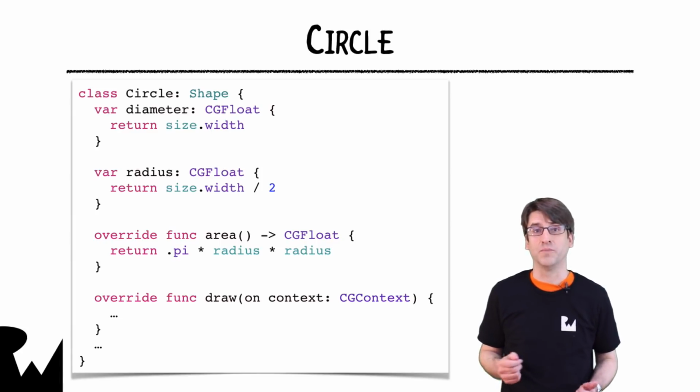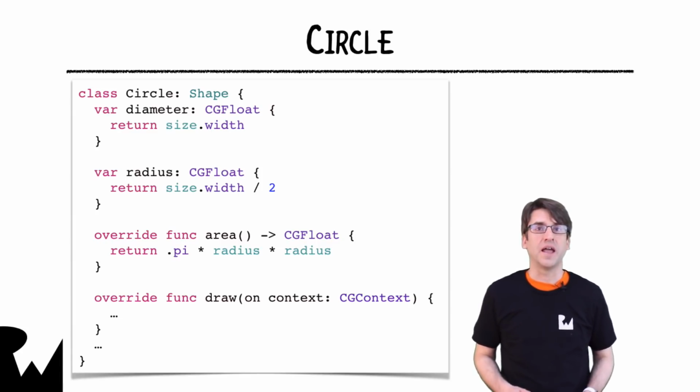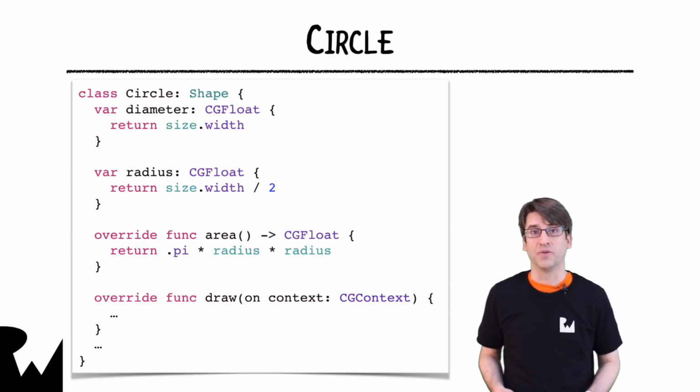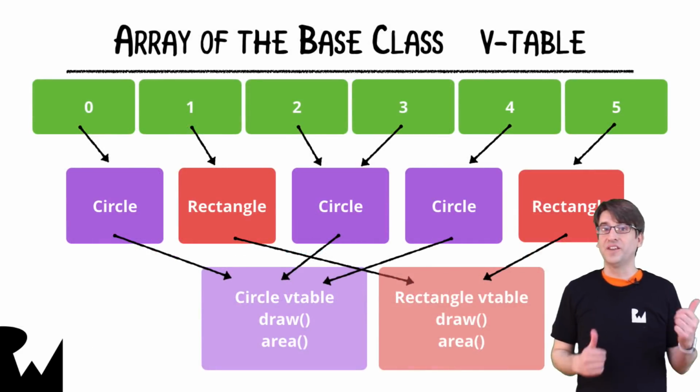On the other hand, one of the great features of Swift is the override and final keywords. This makes it very clear what methods are being overridden from your base class and what methods you're not allowed to override. So how does this work?